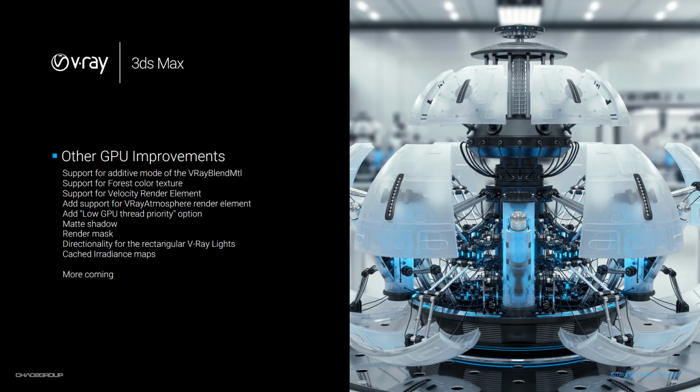The render mask is also supported. It works like a render region, but for selected objects, textures, and layers, and VRay will render only them. The directionality for the rectangular lights is also supported. This will be very useful for people who render product shots. And Cache the Radiance map is also supported on the GPU.